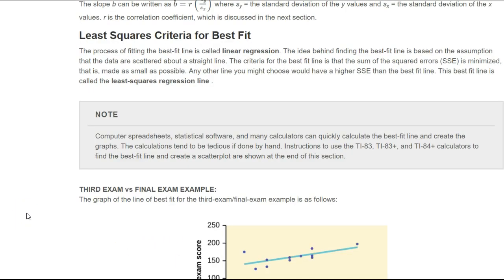And we're going to be using that r value a lot in the future. Now the least squares criteria for the best fit is minimizing these squared errors. That is our least squares line, regression line. There are tons of things out there on the web that will do this for us. Hand calculations, it's totally possible. I'm not going to rely on that. I'm going to rely on technology.